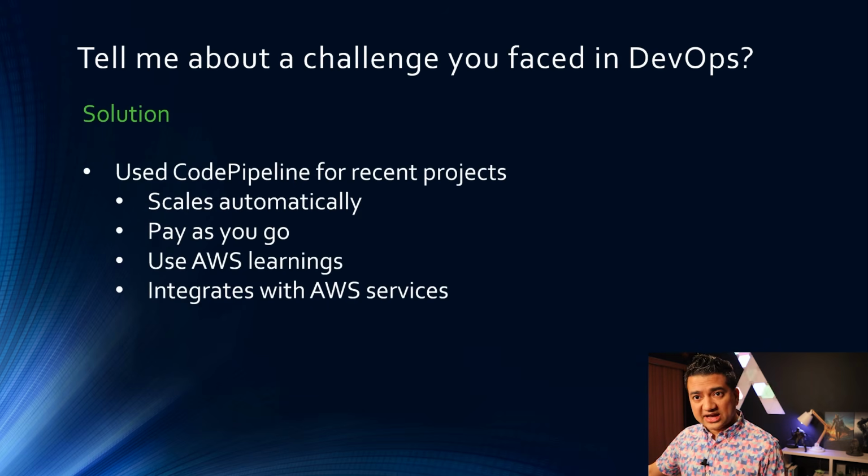I used CodePipeline for newer projects. CodePipeline scales automatically. It doesn't use any EC2 or any server. It is serverless, so it is pay as you go. And I could use all my existing AWS learning, such as checking metrics in CloudWatch, CloudTrail, etc., to use CodePipeline. And also it integrates really well with other AWS services. If I want to call CloudFormation, if I want to invoke a Lambda or some other AWS services, it supports all that out of the box.